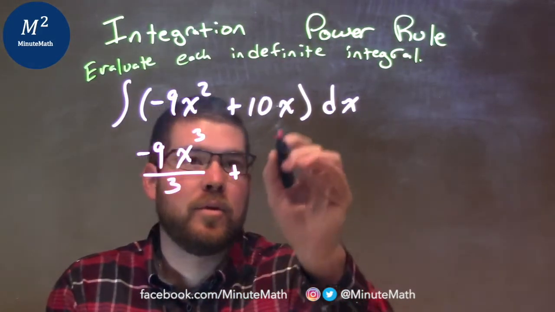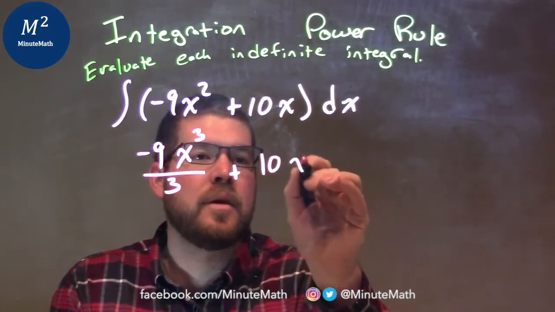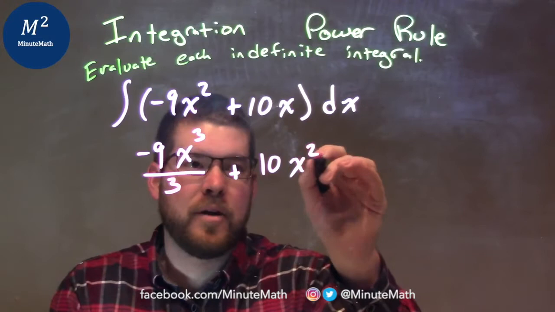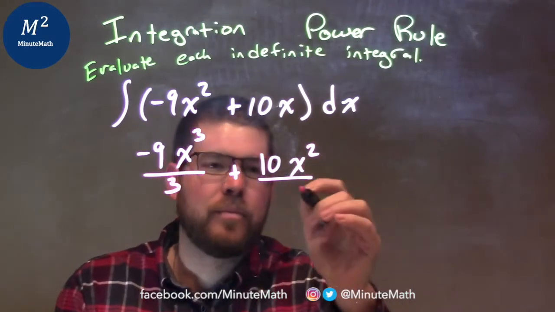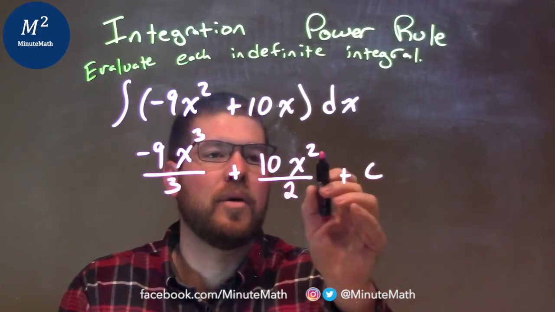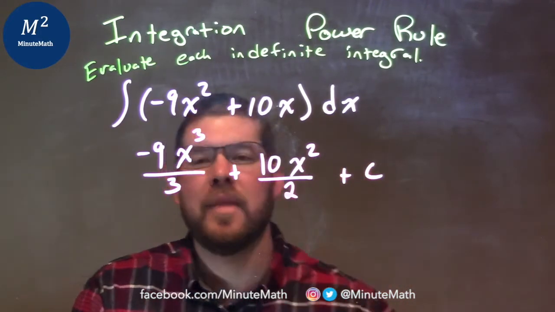Now let's do the same thing with the 10x. We have 10x here. Raise the exponent by 1. X to the first power plus 1 is x to the second power, right? And then divided by 2 right there. And then don't forget our plus c. So we have the 2, with the 2 down here, and we have to add the c.